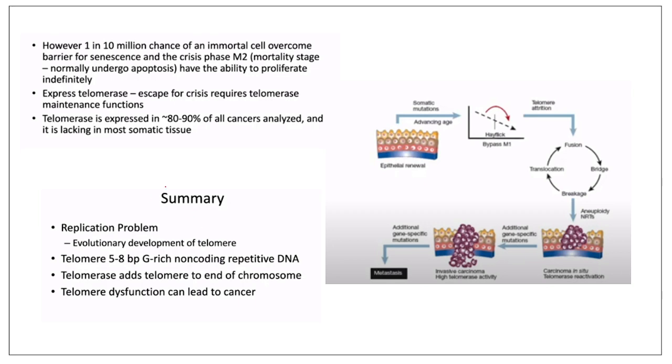You see, this immortalization is not a very common event. There is a 1 in 10 million chance of an immortal cell overcoming the barrier of senescence and the crisis M2 phase and having the ability to proliferate indefinitely. Then it expresses telomerase, and telomerase is expressed in 80 to 90% of all cancers analyzed and is lacking in most somatic tissues.